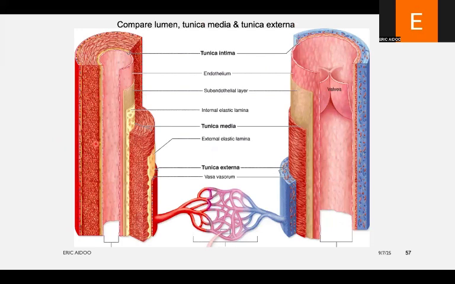This is a longitudinal section. So you can see the tunica intima there, made up of the endothelium, which is the lining epithelium of the artery or the blood vessel, subendothelial layer, internal elastic lamina. That's the tunica media, made up of the smooth muscles and elastic fibers. Then that is the tunica externa, and that is the vein.